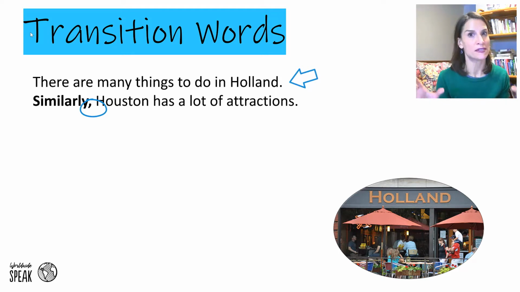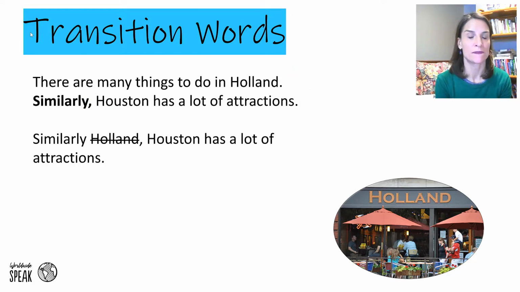I'm going to leave them in separate sentences, but I'm going to connect the ideas from one sentence to the next using the word similarly. And after similarly, I will use a comma. I have seen a lot of mistakes like this one, and I want you to avoid it. So "similarly Holland," you don't need Holland, just "similarly, comma, Houston has a lot of attractions."